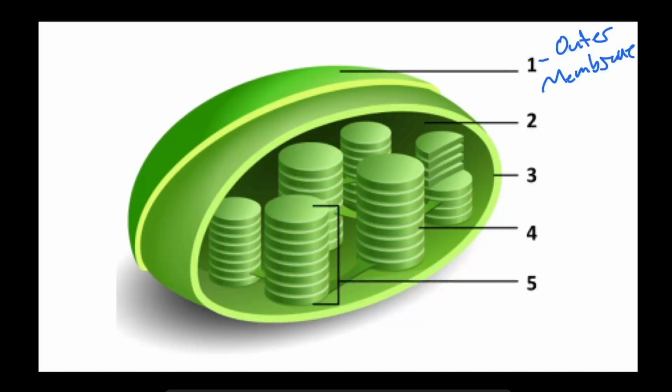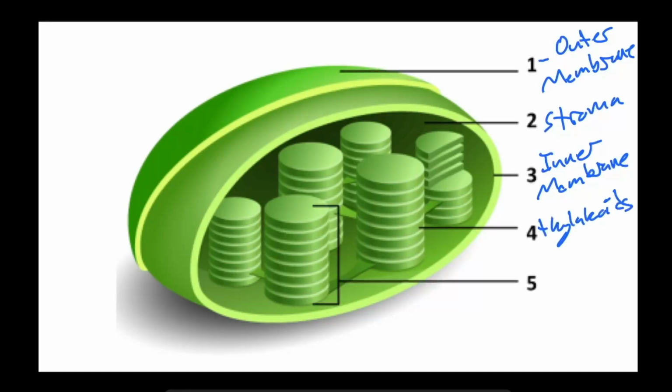The fluid that fills the chloroplast, they call that the stroma. That's where the light-independent reactions will occur. And then, of course, we have that second membrane that's deeper, and we call that the inner membrane. And then it has all these little flat circular structures that are called thylakoids.